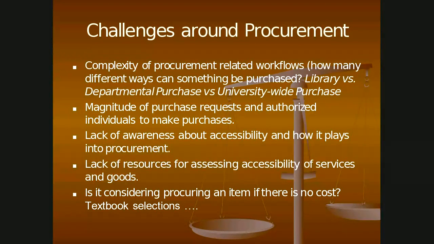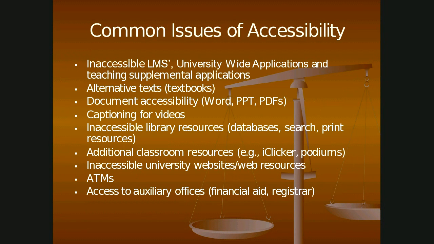Then you also have the textbook selections. Textbooks, what do you do when there's no cost to something? If a textbook has supplemental material and that supplemental material is now required in the classroom, and before you know it, you have an individual with a disability, how are they going to access that material? So these are just some of the different challenges around the procurement aspect itself and how it actually plays roles into the online learning environment.